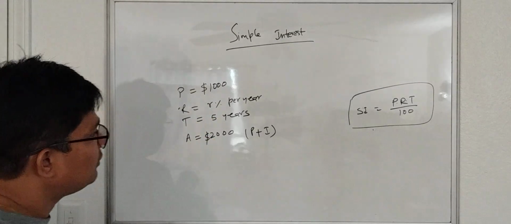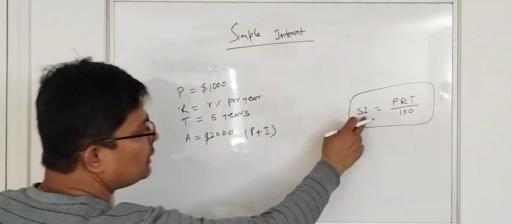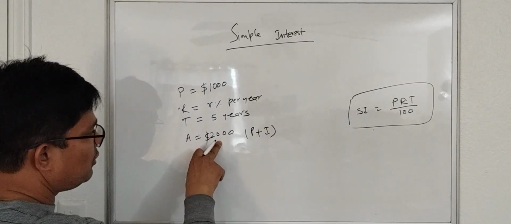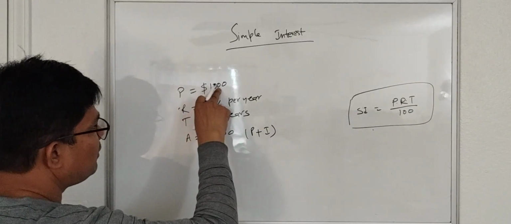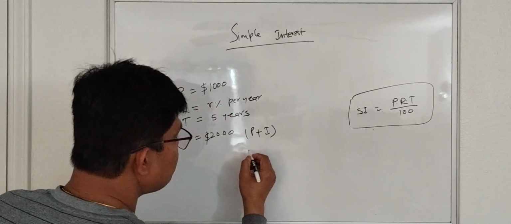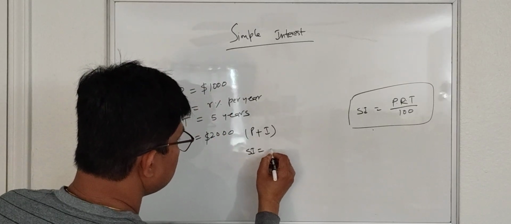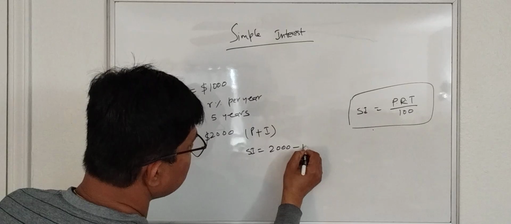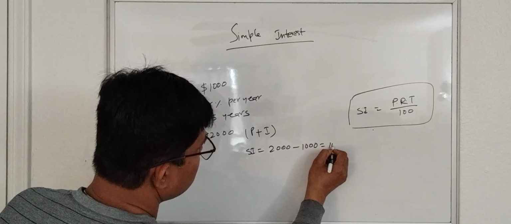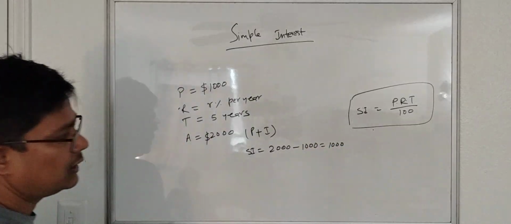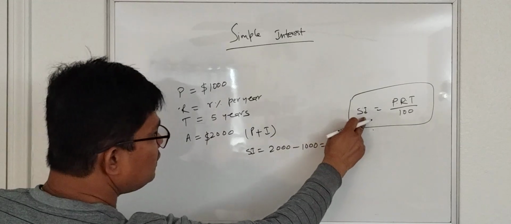To calculate the value R, what you have to do? You have to find the simple interest. If you got 2,000 from the bank and your principal amount is 1,000, what is the simple interest? Which is just 2,000 minus 1,000, which is 1,000. You'll earn $1,000 interest. So now use this formula.